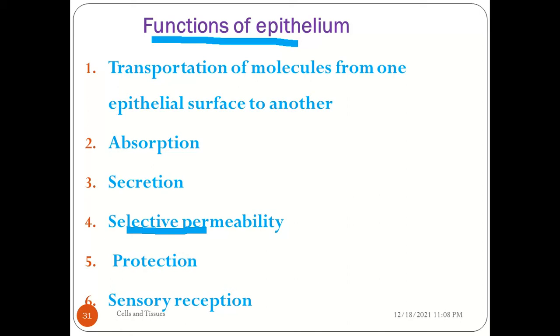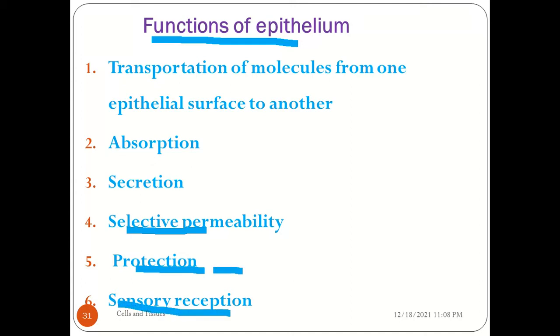Selective permeability means it selects, by selecting very essential molecules and leaving the other non-essential molecules. The other is protection. It's used to protect, by developing, like skin, and also in the GIT, by producing mucus, used as protection.